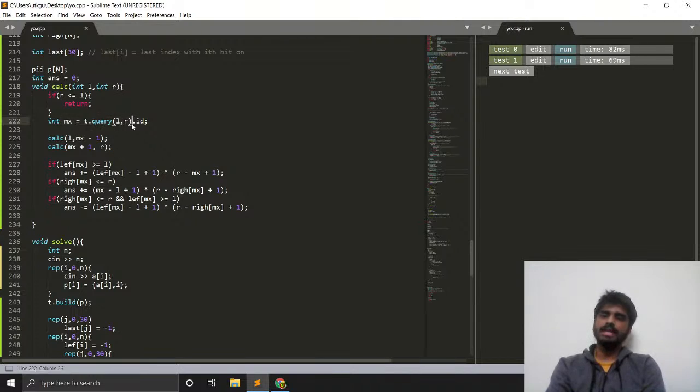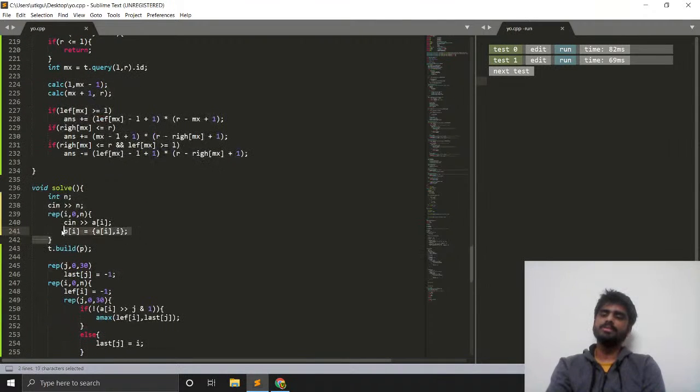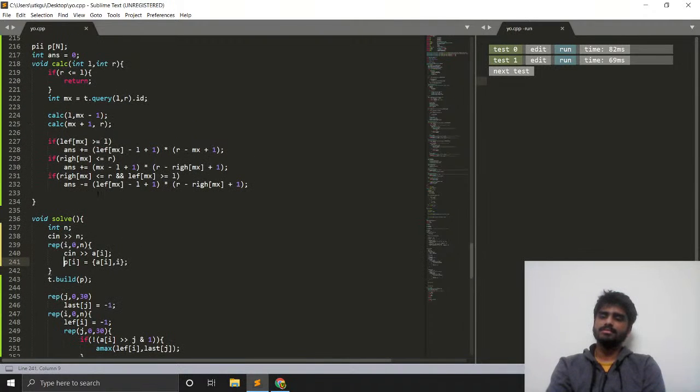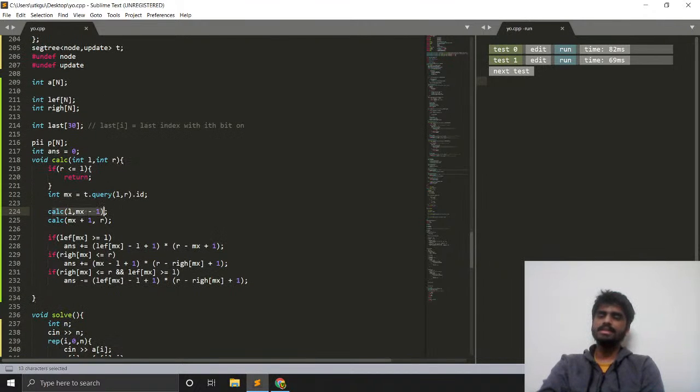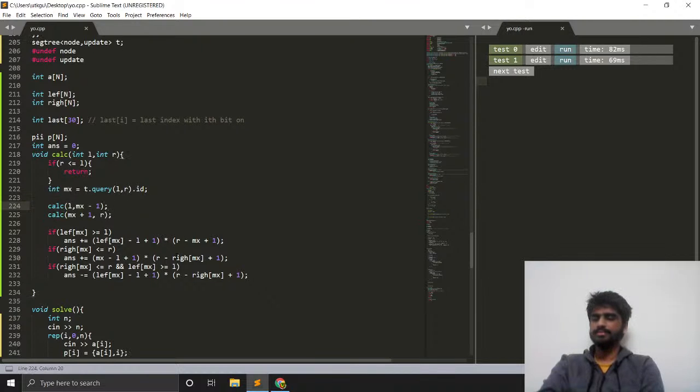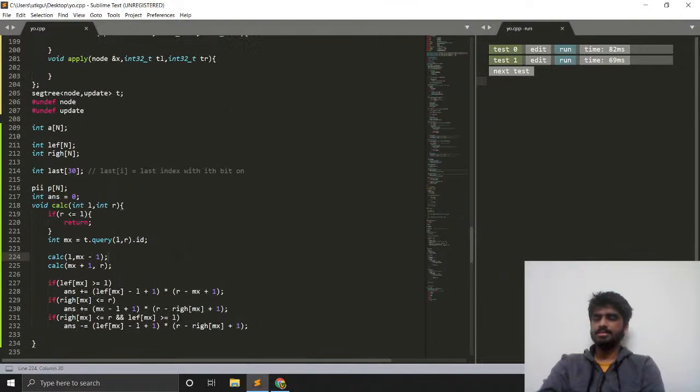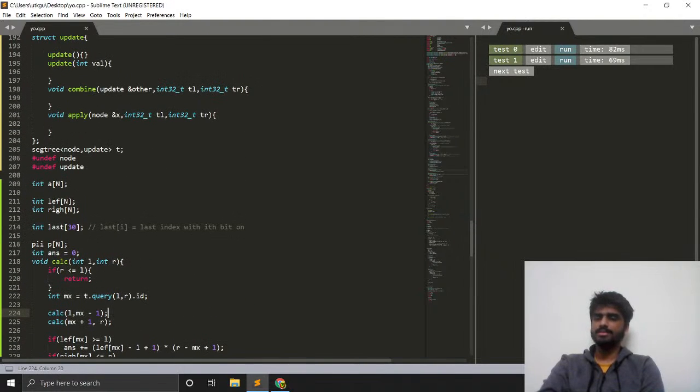MX is an ID that will always be between 0 to n. It will never cause a problem. So that won't cause the runtime error. Is this recursion going too deep? I don't think it can go too deep. At each step, at least the width is decreasing by at least 1, so the depth cannot be more than O of n.